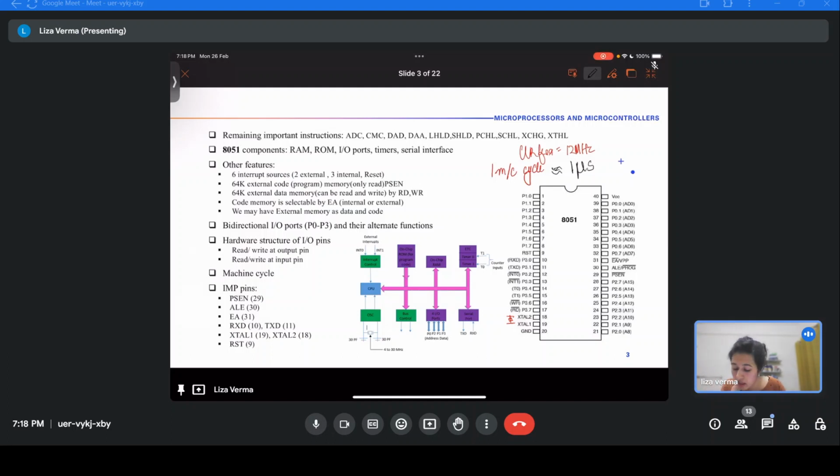I think this should be a question for you guys. What is the size of internal ROM and RAM? First of all, what is the size of internal ROM? 4 kilobytes. And internal RAM, 128 bytes. And external ROM and RAM are both at max 64K bytes, right?